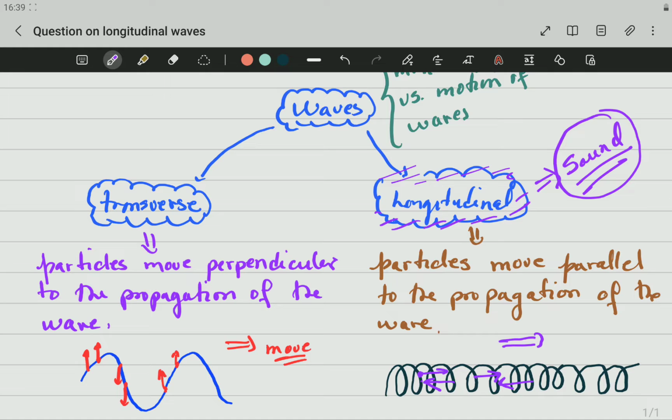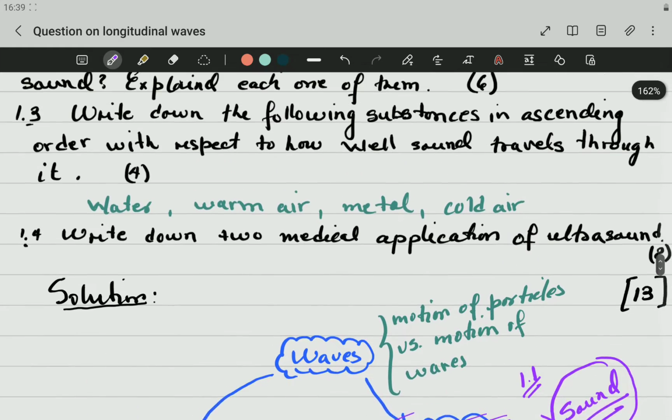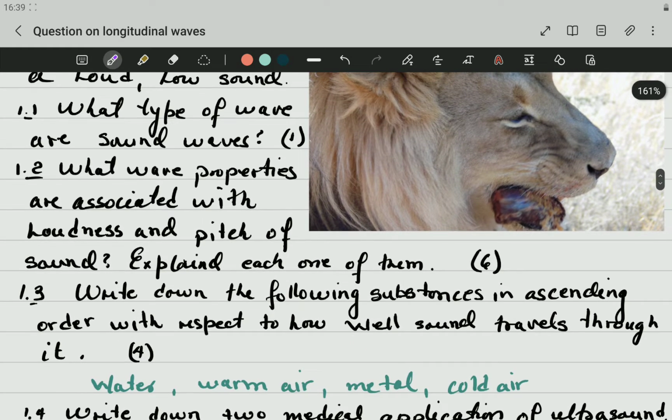So that is the answer for 1.1. What type of wave is sound? Sound is a longitudinal wave. So let's go to the next question. 1.2. What wave properties are associated with loudness and pitch of sound?